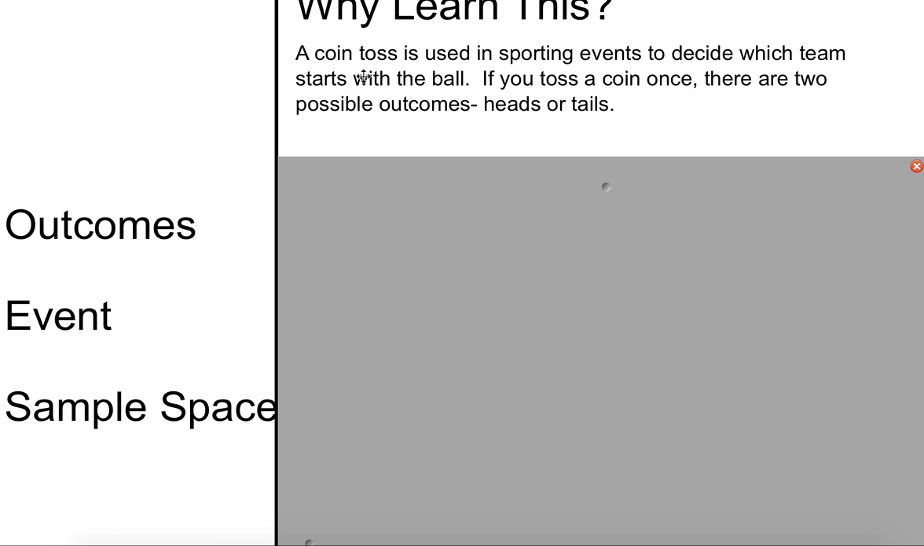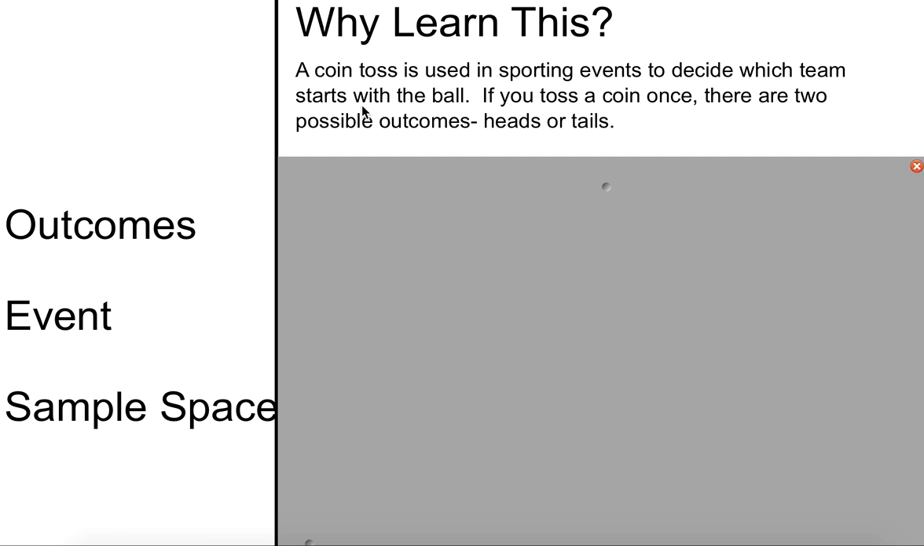So why do we need to learn this? A coin is tossed in sporting events to decide which team starts with the ball. It's the only way for it to be fair. If you toss a coin once, there are two possible outcomes. You're either going to get a heads or a tails.